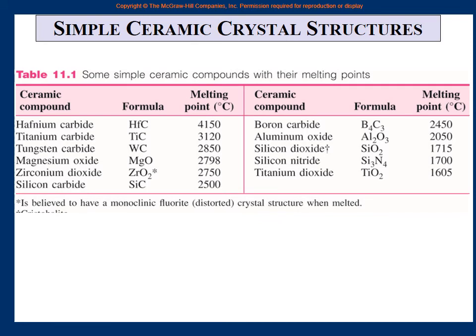Simple ceramic crystal structures. Here the more traditional ceramics are given in two parts of the table. Hafnium carbide, we are starting from here. Hafnium carbide, titanium carbide, tungsten carbide, magnesium oxide, and so on. And these are the melting temperatures. Just see 4000, 3000, 2800, 2800, 2700, 2500. We have told you that steel, which is a very strong material, melts at 1000 Celsius, 1400 Celsius, 1600 Celsius, and so on. So these are all 2500 and above. Then the second part of this table has boron carbide, aluminum oxide, and so on, arranged in decreasing melting temperature. But even titanium oxide is 1600, which is more than most of the steels. So it is very important that ceramics are very high temperature resistant materials.